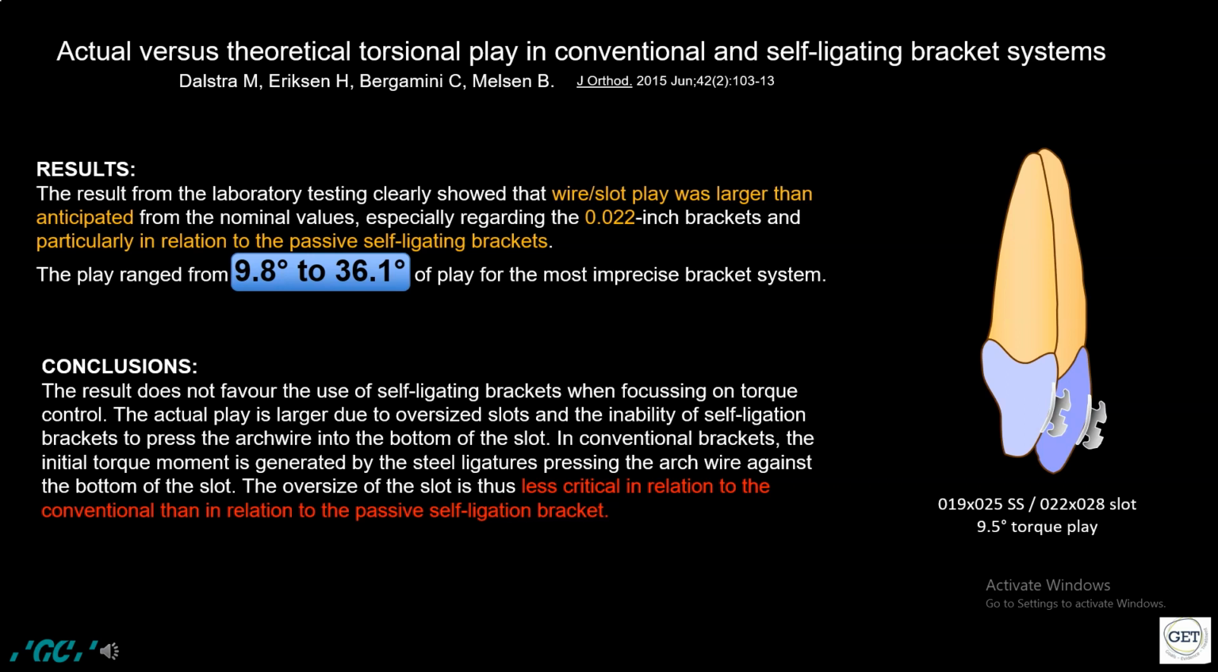Amazing findings were found in the research presented in this slide from 2015. The play in a 0.22 slot bracket, tested with a 19 by 25 SS wire, was varying up to 36 degrees in poor quality brackets. Passive brackets were found to be less effective to control the torque due to the oversized slot and the lack of active force to seat the wire inside the slot. Using a bidimensional approach of 0.20 and 0.28 slot with active self-ligating brackets can allow better results.